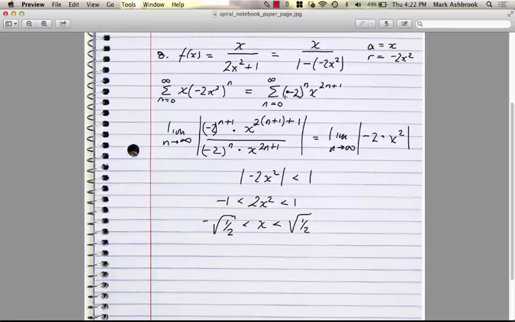But because we have this alternating effect on the series, which we saw in class, we're going to plug in this endpoint and this endpoint and see if either of them gives a convergent series or not. Okay? So we'll start with x equals negative square root of 1/2. And what will we get for that?